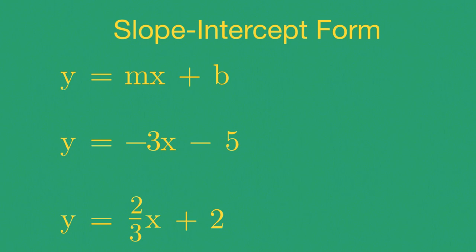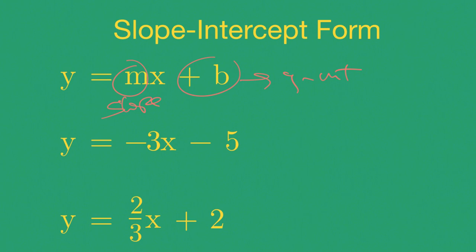Which letter represents slope? M. Which letter represents the y-intercept? The B. That is correct. I'll go ahead and put that up here. M right there, that's your slope. B is your y-intercept. The y and the x are just variables.